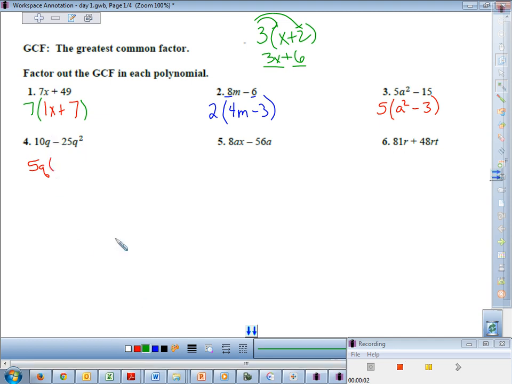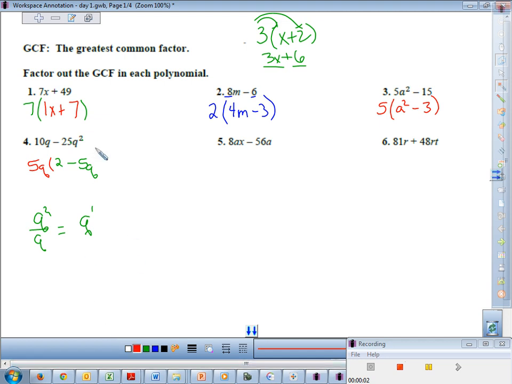So now let's do some dividing. 10 divided by 5 is 2, and q divided by q cancels each other out. Q divided by q is 1. Then minus 25 divided by 5 is 5, and q squared divided by q, right? Don't you play the where are there more game, and aren't there more q's upstairs? So you got q to the first power. So you end up just subtracting the exponents. 2 minus 1 is 1.